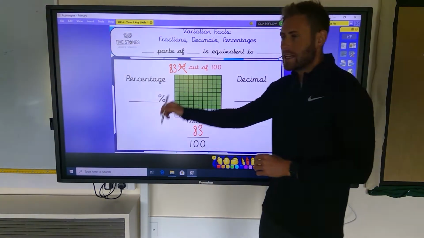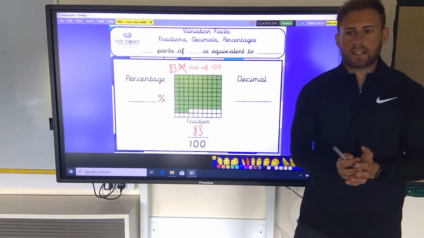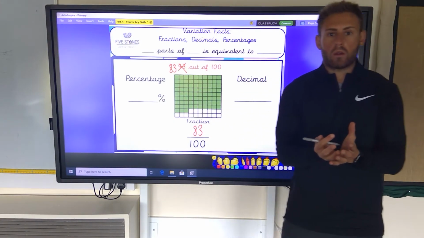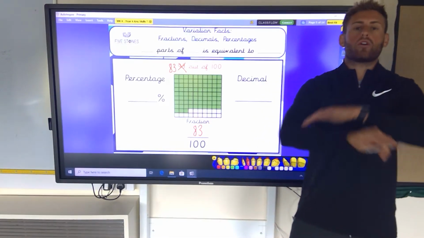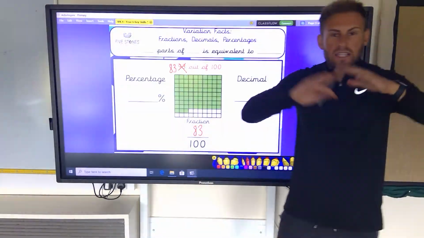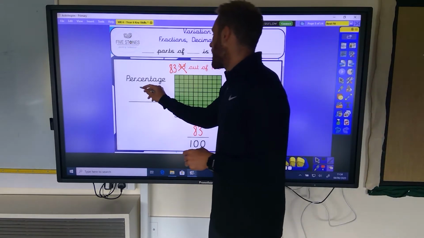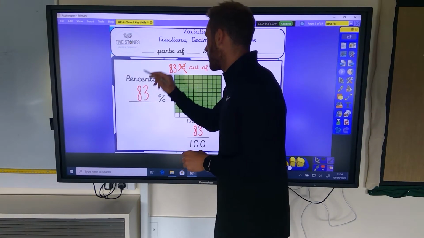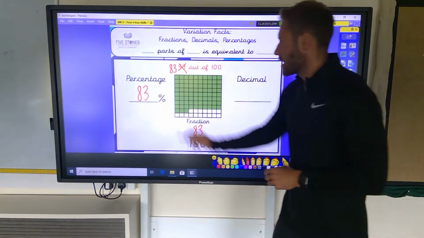Fantastic. And as a percentage, percentages are taken out of 100%. 100% means one whole. So if everyone got a piece of cake, 100% of the people got a piece of cake. That means our whole. And actually, of this shape, I've only got 83% of it coloured in. So that's how I'm going to write it as a percentage. 83%.